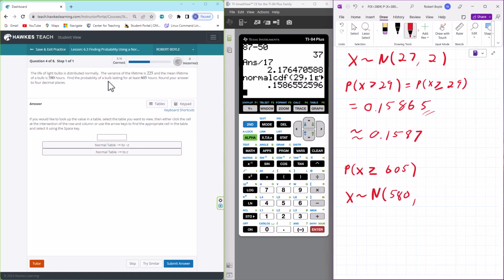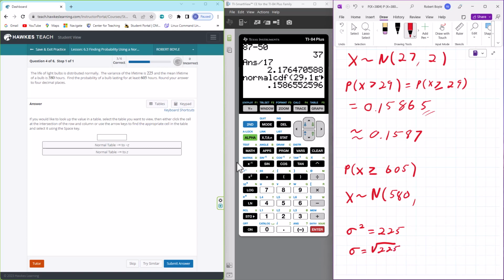But what is the standard deviation? This value of 225 is not the standard deviation. That is the variance, denoted by sigma squared. So sigma squared is equal to 225. The question here is, what is sigma? Well, it's going to be equal to the square root of 225.